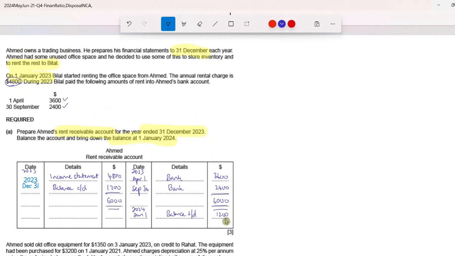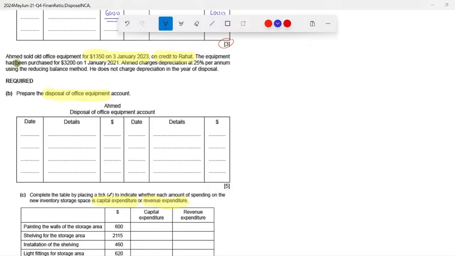It is a liability. Alright, so let's look at the marks allocation. 1 mark is awarded for the actual rental expense correctly debited here. If the credit entry for rental received is correct, 1 mark is awarded. And the closing balance brought down, if correct, another 1 mark. That's a total of 3 marks. Let's look at part B.